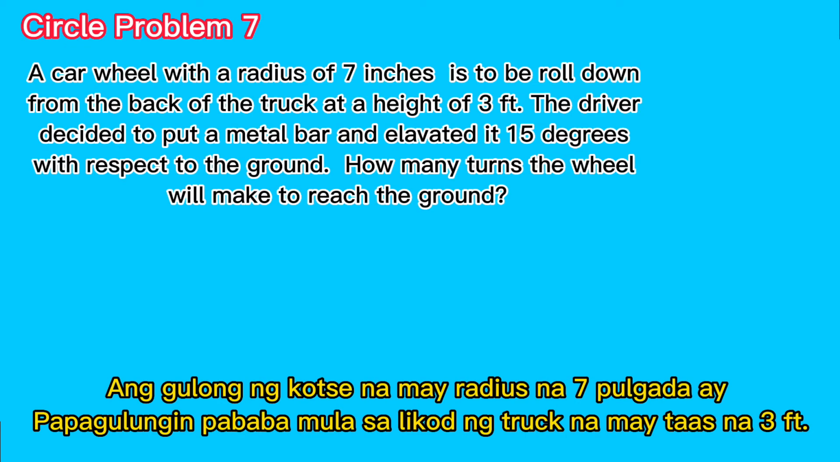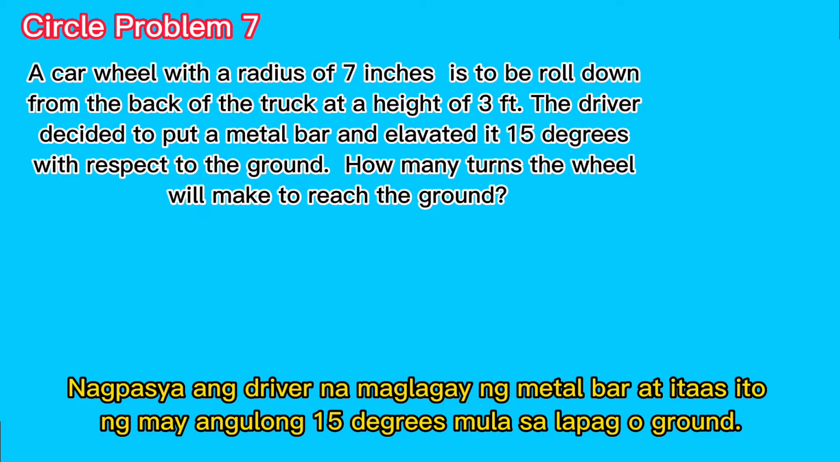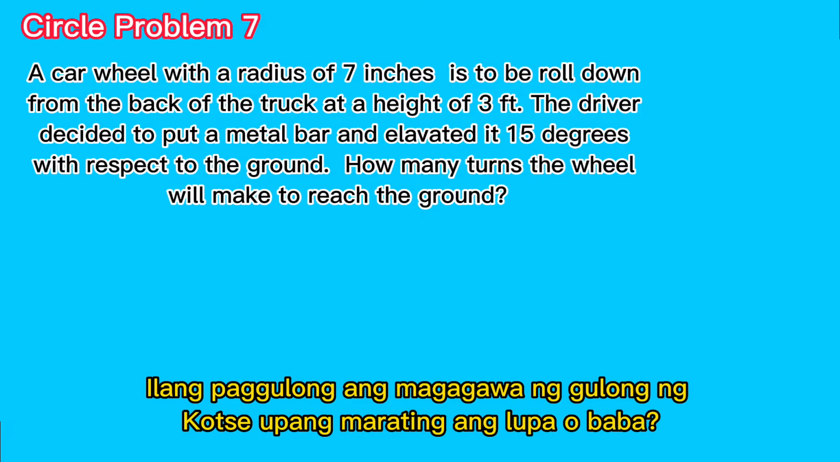Circle problem 7. A car wheel with a radius of 7 inches is to be rolled down from the back of the truck at a height of 3 feet. The driver decided to put a metal bar and elevate it at 15 degrees with respect to the ground. How many turns will the wheel make to reach the ground?